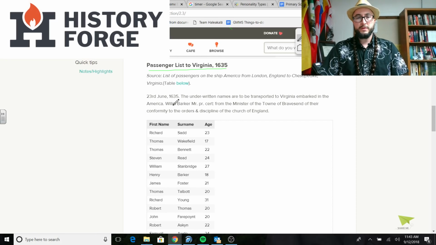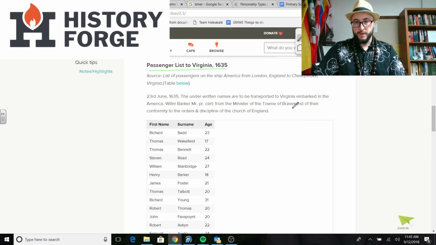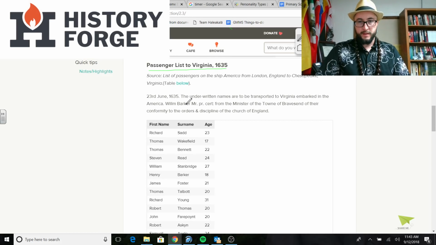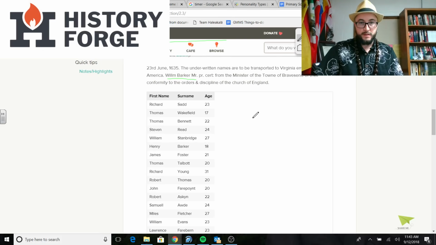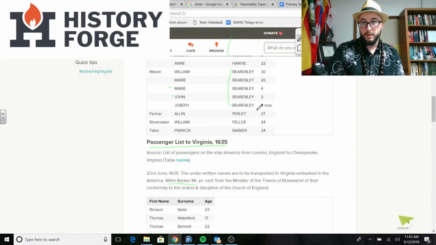Let's see, we got 23rd June, 1635. The underwritten names are to be transported to Virginia, embarked in the America. Willem Barker, Mr. P.R. Cert, I don't know what that means, from the minister of the town of Gravesend of their conformity to the orders and discipline of the Church of England. So I think this is probably the guy who runs the show. Maybe his name's in here someplace. I can Control F and find out real fast. So we got Barker. I probably should spell it right first, huh? We got Barker.